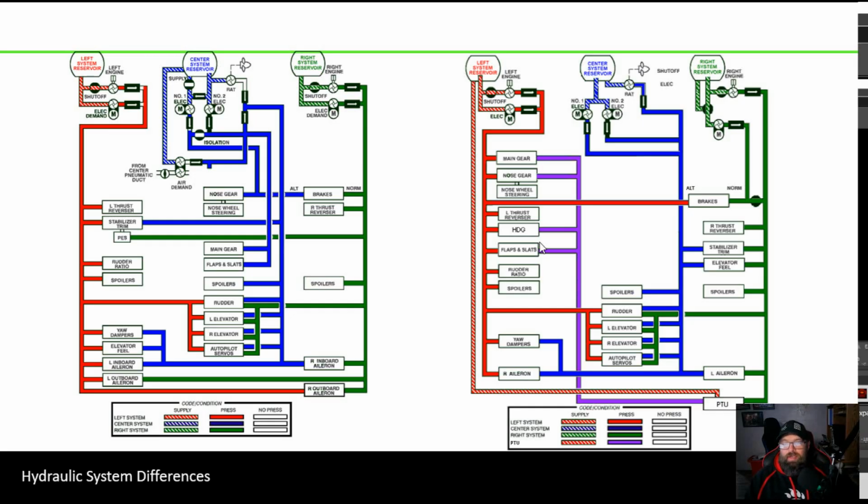Now you could say, well, Brandon, there's a different color on there. It's shared by something. And you'd be right, it is technically shared by something. But if we look, we've got 4 colors on the 7.5 and 3 colors on the 7.6. The 3 colors on the 7.6 represent the left, center, and right systems. The 4 colors on the 7.5 represent not only the left, center, and right systems, but we add in something called a PTU, or power transfer unit.